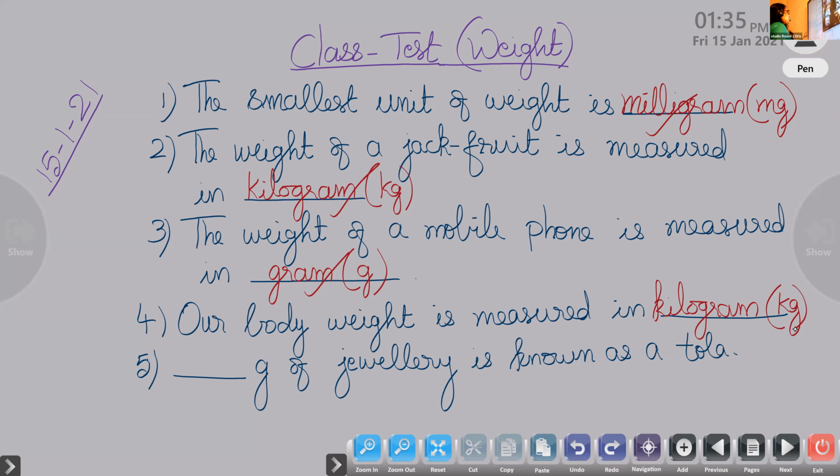Advait, yes, dash gram of jewelry is known as a tola. Ten grams. Yes, good. 10 grams of jewelry is known as a tola. Yesterday we discussed in the class. Put a tick mark if the answers are correct. And put the marks on the top where you have written class test. The total will be 5 because 5 questions are there. Count the tick marks. If it is 5, write 5 on that. And put 2 stars.